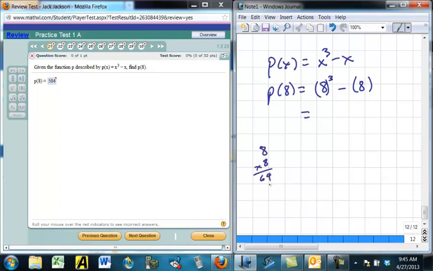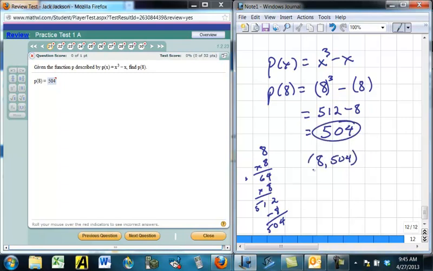8 times 8 is 64. 8 times 64: 8 times 4 is 32, carry 3. 6 times 8 is 48, plus 3 is 51. So that's 512. And we want to subtract 8 from that. That is 504. So that means (8, 504) is an ordered pair that's in our table and on our graph. The answer, though, is just the 504.